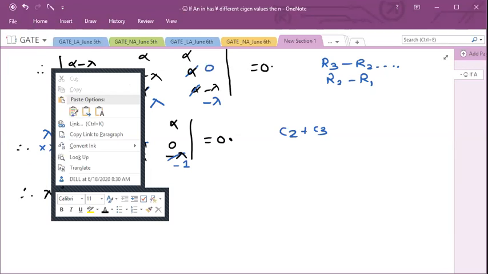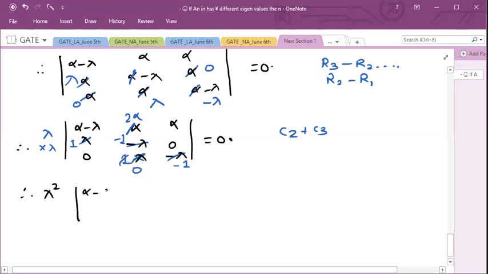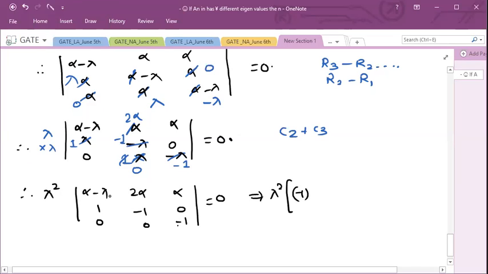So this is alpha lambda square, alpha minus lambda, 1, 0, 2 alpha, and this is minus 1, isn't it? 0, alpha, 0, minus 1. If I expand from this minus 1, it will give me lambda square times minus 1, alpha minus lambda into minus 1, which is minus alpha plus lambda.